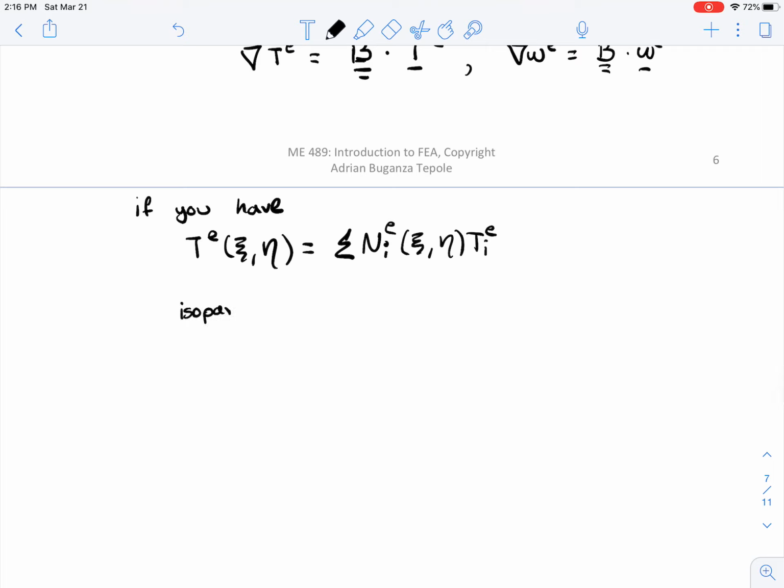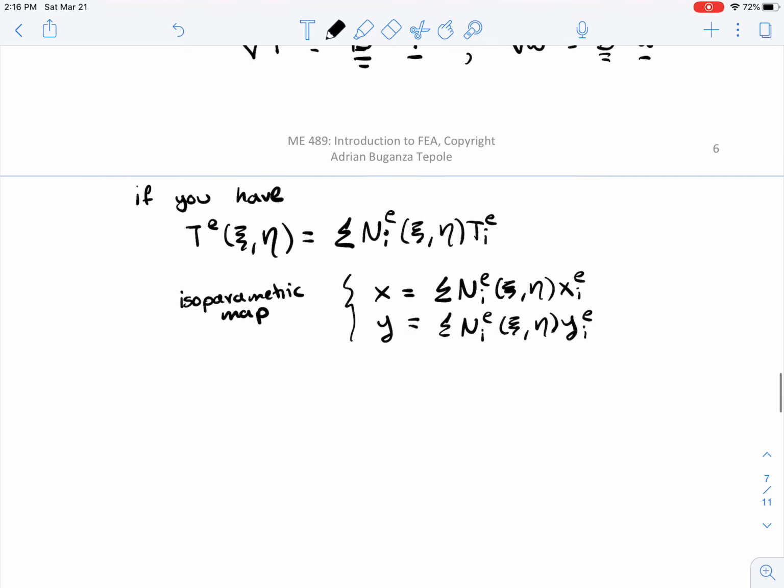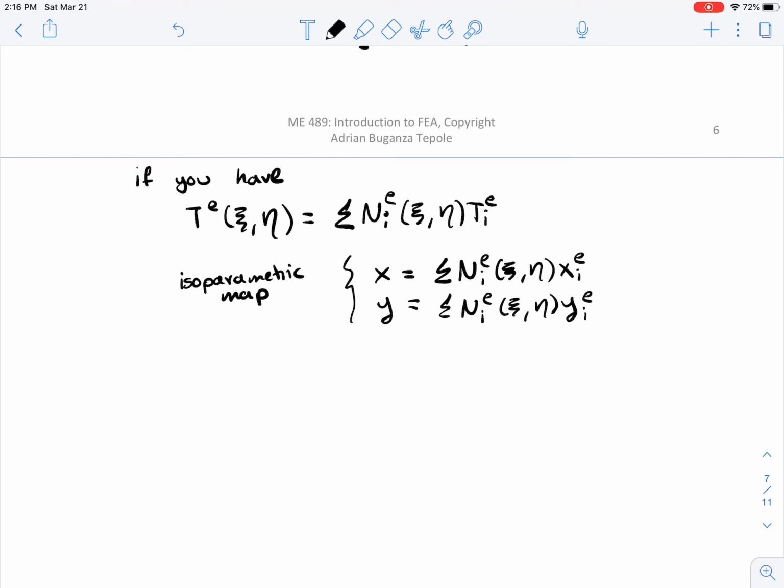So one thing is the isoparametric map, which is the map between x, y, and psi eta. So that one was x is the sum of the shape functions, which are functions of psi and eta, times the x coordinates of the nodes, and y is the sum of the shape functions in terms of psi eta times the nodal values. So this is the isoparametric map relating xy to psi and eta, and then based on that we can get the Jacobian, which is a matrix that is the partial of x with respect to psi, the partial of x with respect to eta, the partial of y with respect to psi, and the partial of y with respect to eta.